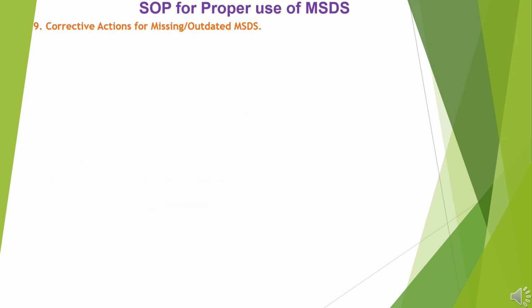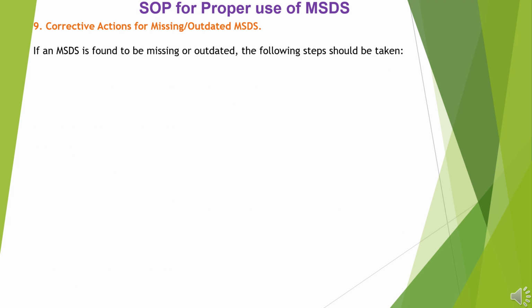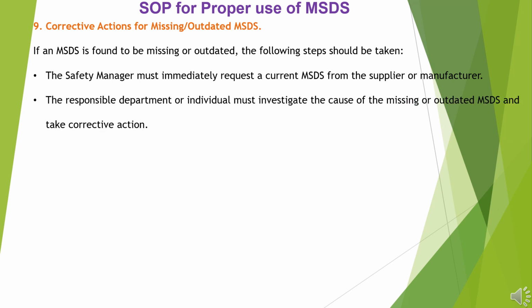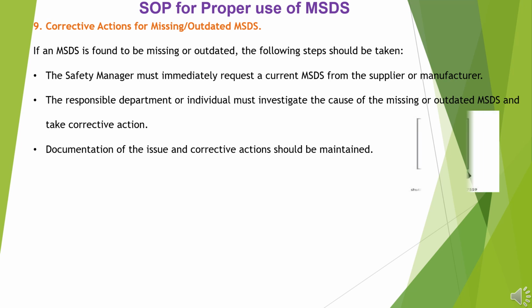9. Corrective actions for missing/outdated MSDS. If an MSDS is found to be missing or outdated, the following steps should be taken. The safety manager must immediately request a current MSDS from the supplier or manufacturer. The responsible department or individual must investigate the cause of the missing or outdated MSDS and take corrective action. Documentation of the issue and corrective actions should be maintained.